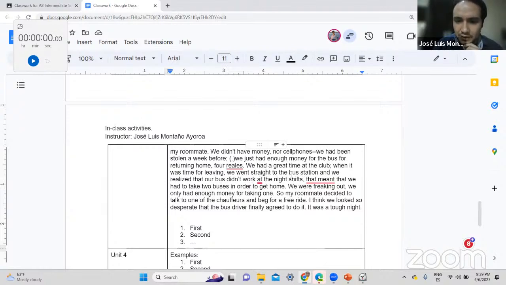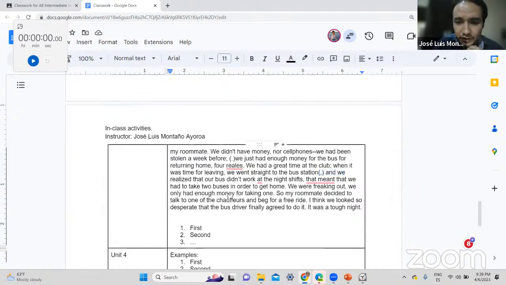Yes, when it was time for leaving, we wanted, yes, and yes, and here this is optional. No, the one above I thought was optional. This one is optional, right? Because you're saying we, so good. And the other option, remember, is that instead of using "and we," you can say directly "and realized," right? We went straight to the bus and realized that, so you avoid the possible usage of a comma, right?